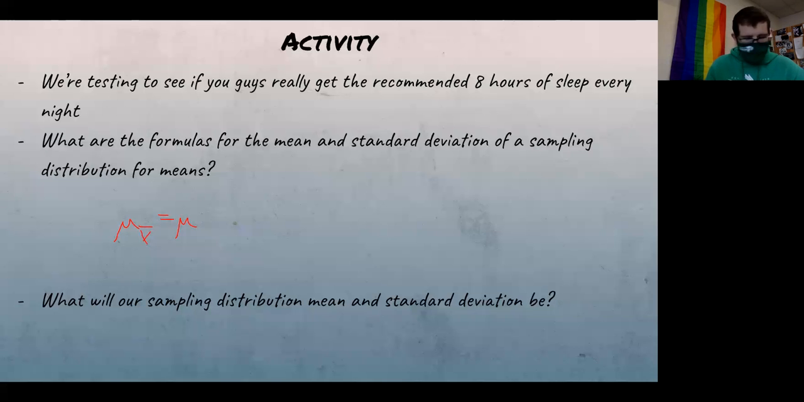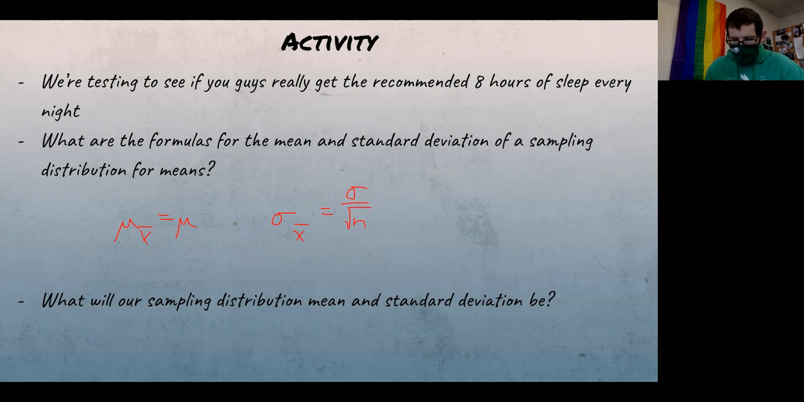All right, now the standard deviation. And of course, you're probably already thinking, wait, this is not a true sampling distribution. We're looking at a hypothesis test. So this is what we would normally have.